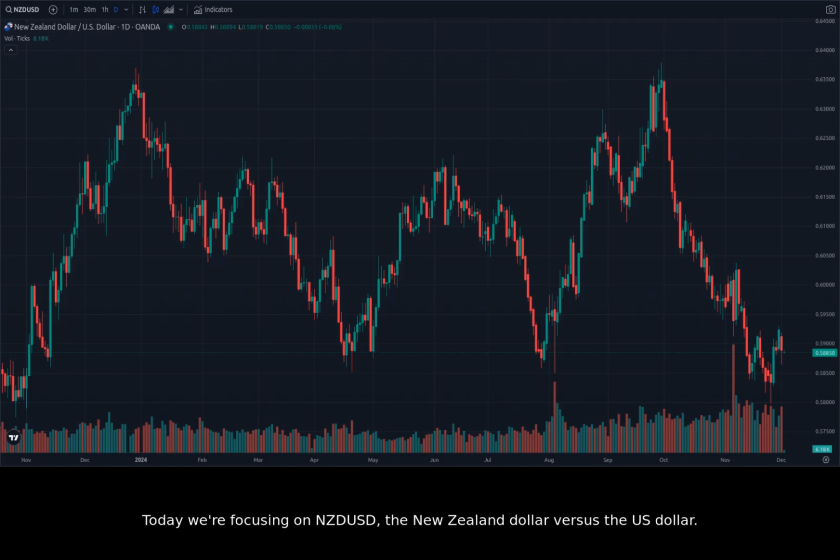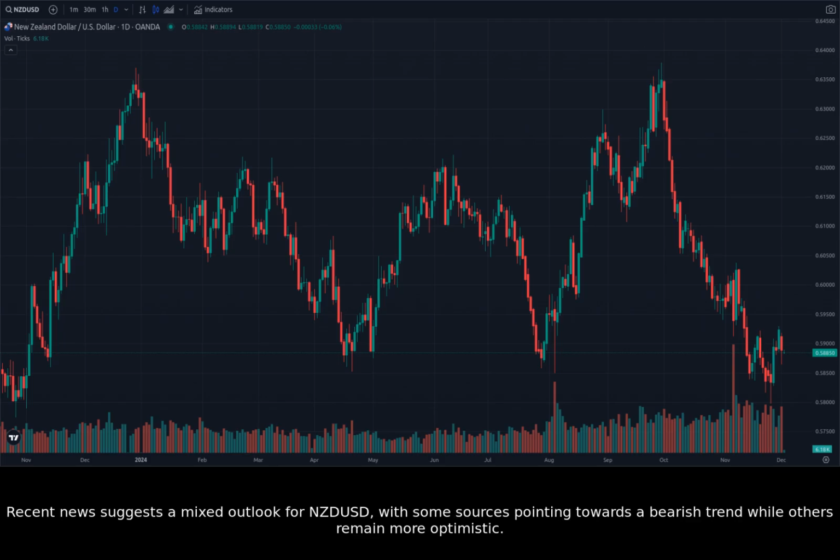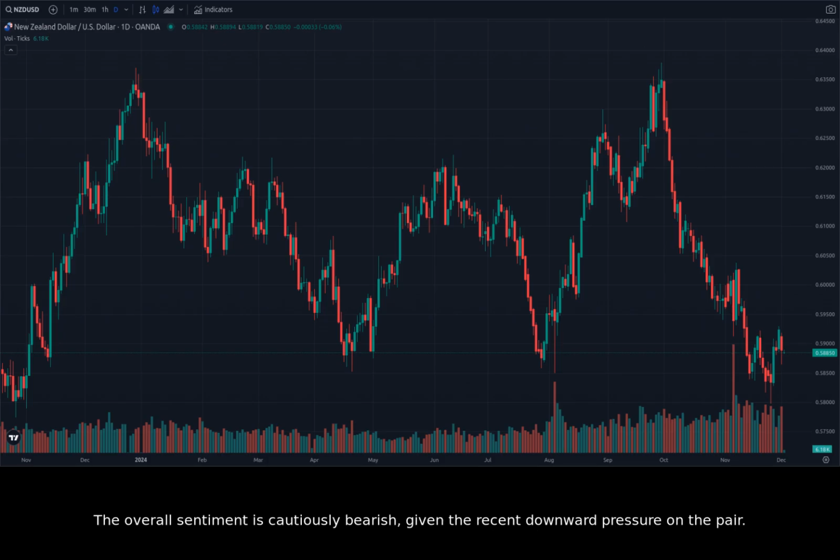Today we're focusing on NZDUSD, the New Zealand dollar versus the US dollar. First, let's start by looking at the current events that could be influencing the price. Recent news suggests a mixed outlook for NZDUSD, with some sources pointing towards a bearish trend while others remain more optimistic. The overall sentiment is cautiously bearish, given the recent downward pressure on the pair.